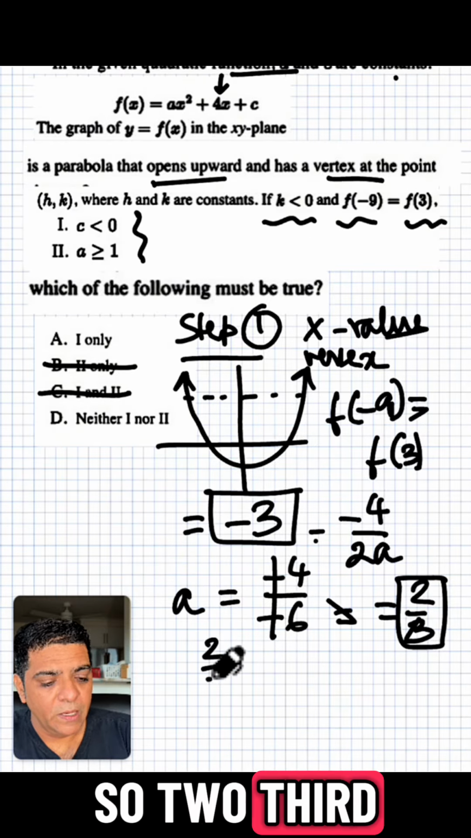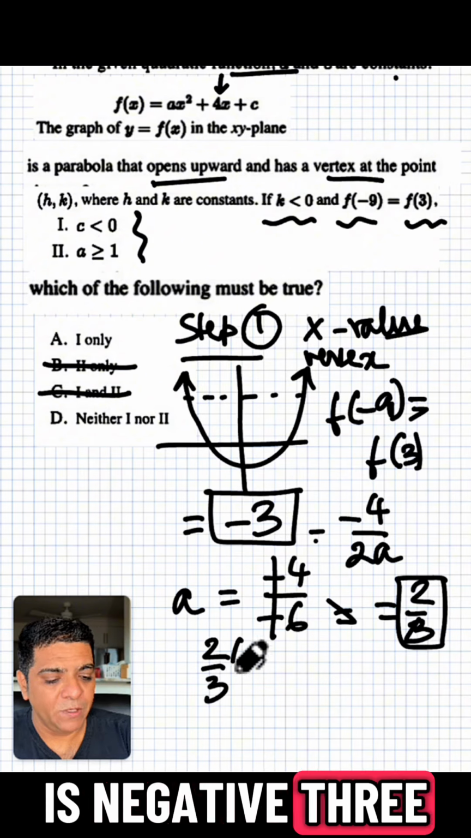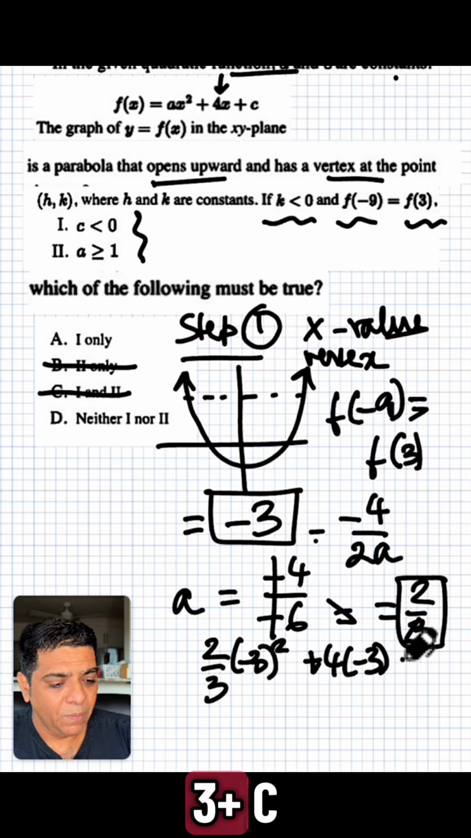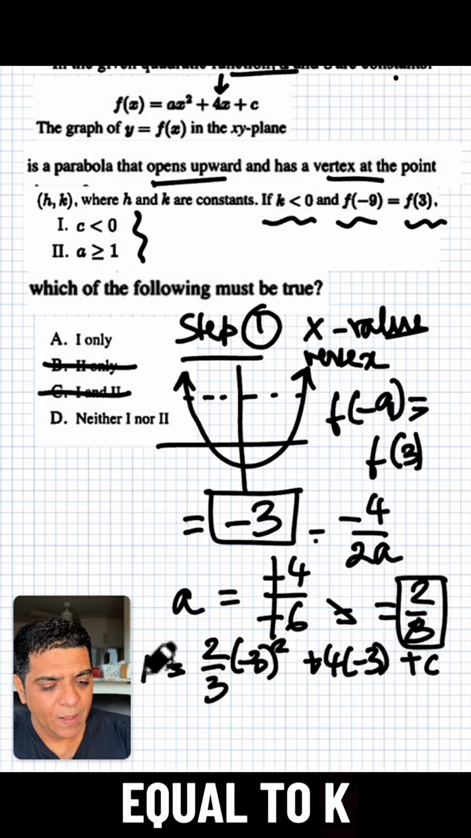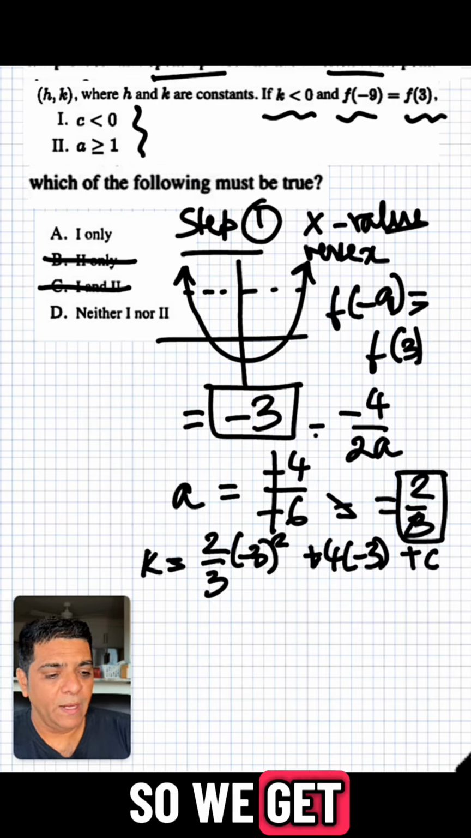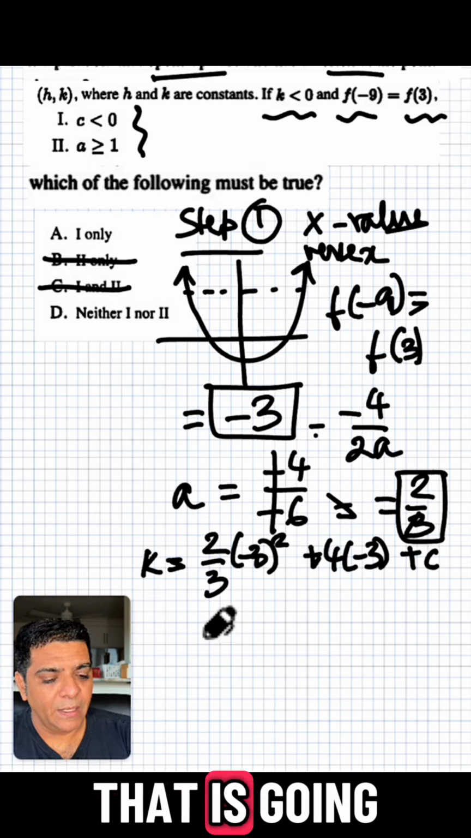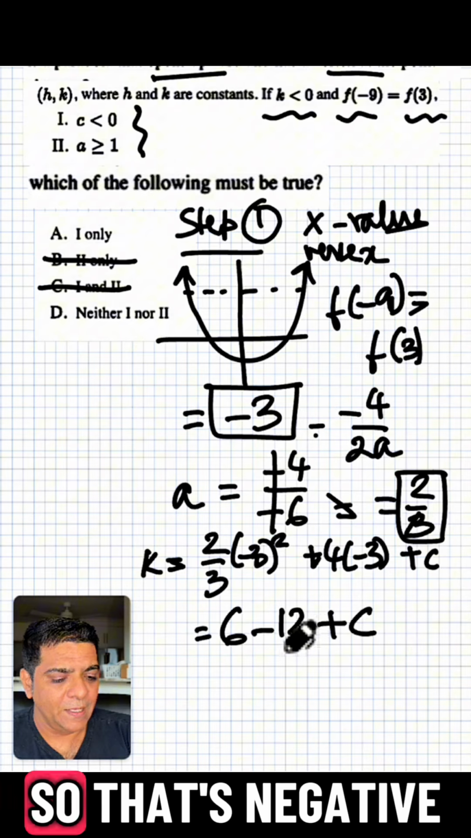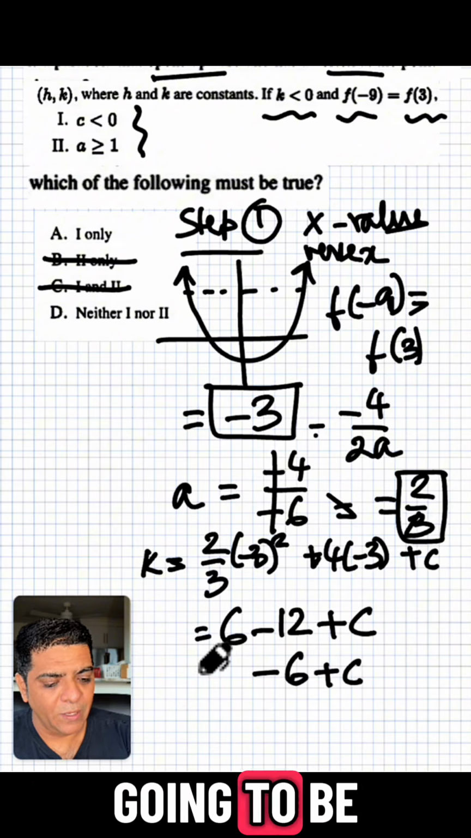Let's go ahead and substitute the a into the equation now. So 2/3, and what is the x value of the vertex? It is -3. So 2/3 times -3 squared plus 4 times -3 plus c is equal to k. Let's solve that. We get 9 times 2/3, which is 6, minus 12 plus c. So that's -6 plus c, which is our k value.